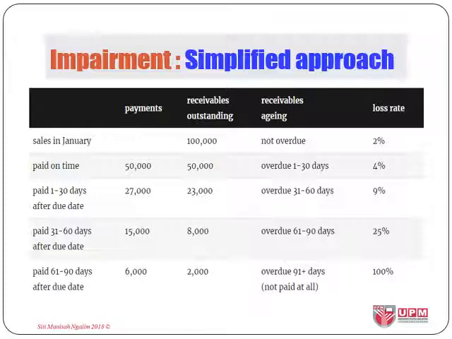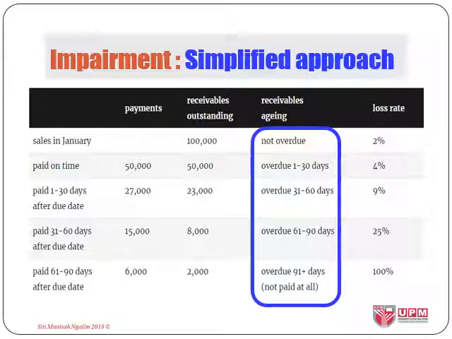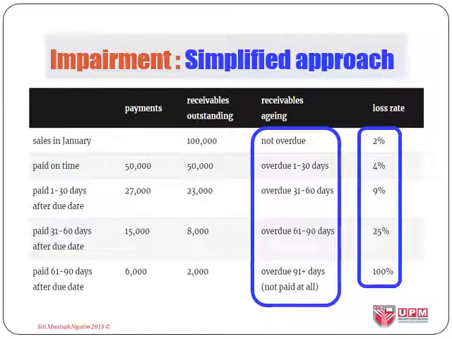The receivables are presented based on the receivables aging that are not overdue, overdue 1 to 30 days, overdue 31 to 60 days, overdue 61 to 90 days, and overdue 91 days or more, or even not paid at all. And then, based on historical data, adjusted to the current conditions and future economic conditions, we calculate and determine the loss rate. How do we do this? Is by looking at the very end.